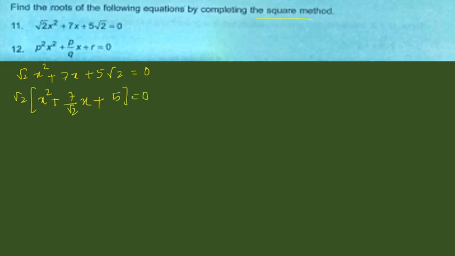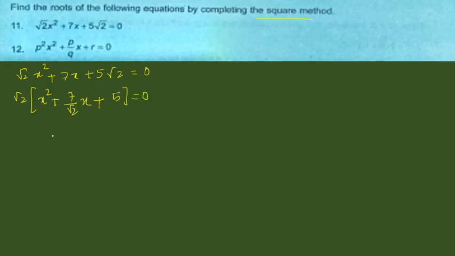Finding the roots of the quadratic equation using the method of completing squares. Whatever the question is, suppose it is 2x² + 7x + 5√2. The first thing I have to do is take the x² coefficient common. So I get x² + 7/√2 x + 5 = 0.